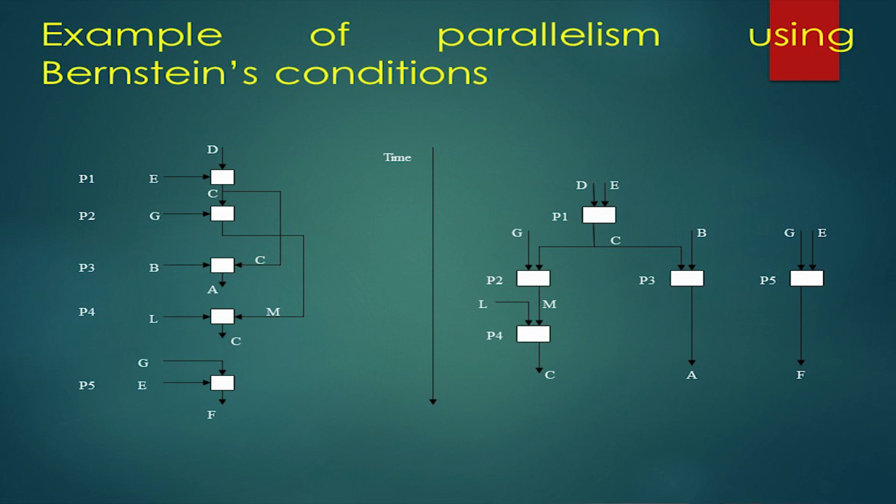Next look at the second picture. We have already identified that P2, P3 and P5 can execute in parallel, so we need only 3 levels. First we execute processor 1. Next, P2, P3 and P5 execute in parallel. And next is P4. So how many levels do we need here? 3 levels. So the levels are drastically reduced. We are improving the performance of a system by reducing the levels. This is the importance of parallelism.